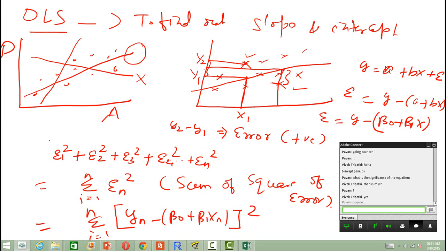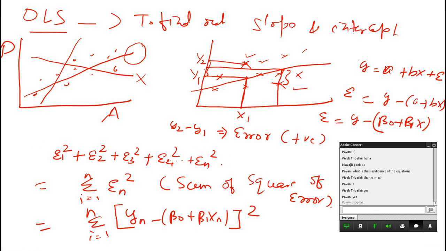So till this point you knew E1 square plus E2 square plus E3 square and all that. Okay. So now I wanted to know how do we compute the error? How do we calculate error?